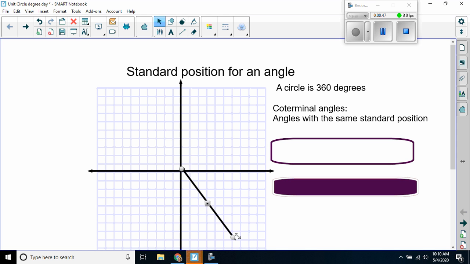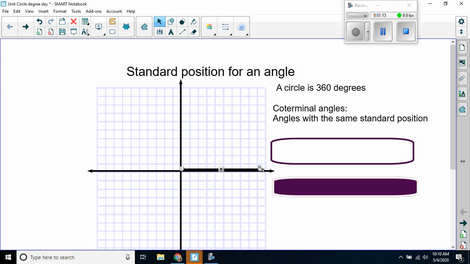It can go through all 4 quadrants. So there are 360 degrees in a circle, okay? The first quadrant is your degrees of 0 through 90. And then your second quadrant is 90 to 180 degrees. And then your third quadrant is 180 through 270. And then the last one is 270 through 360. So you've got 90 degrees in each quadrant, okay?